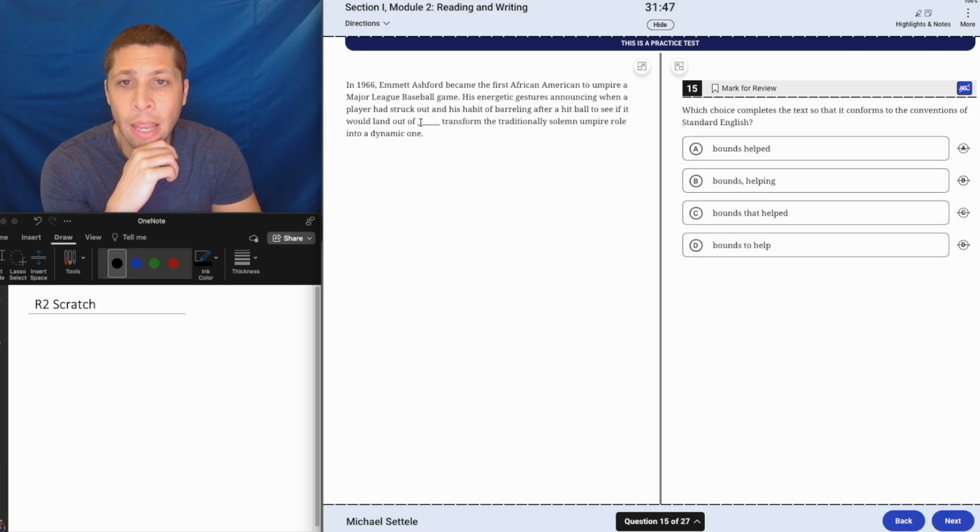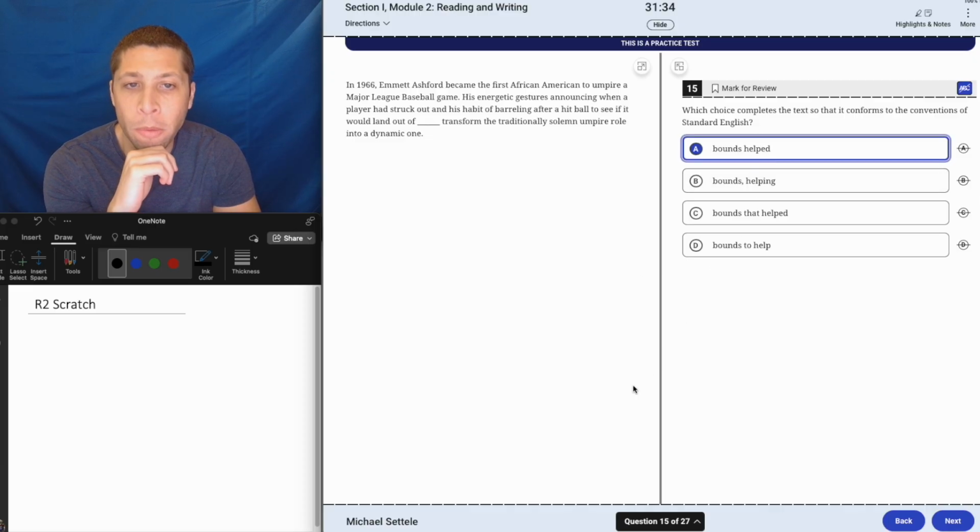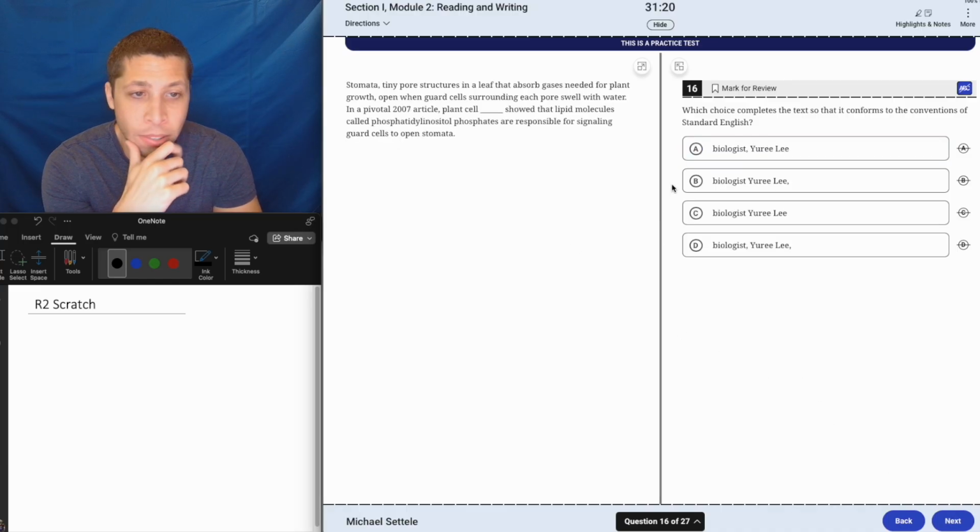In 1966, Emmett Ashford became the first African-American to umpire a Major League Baseball game. His energetic gestures announcing when a player had struck out and his habit of barreling after a hit ball to see if it would land out of bounds helped transform the traditionally solemn umpire role into a dynamic one. I've seen this question before, but it's pretty obvious it's helped, because his energetic gestures and his habit helped. That's the sentence. I've seen this question before too.